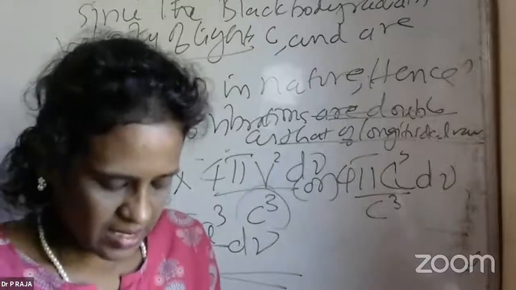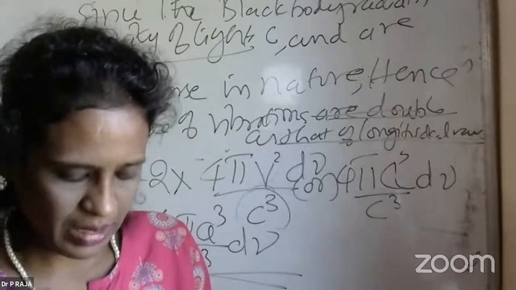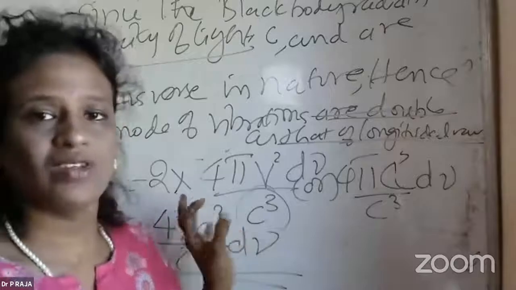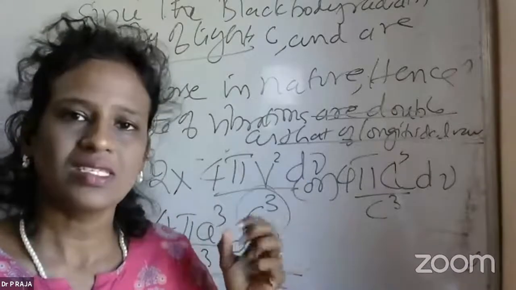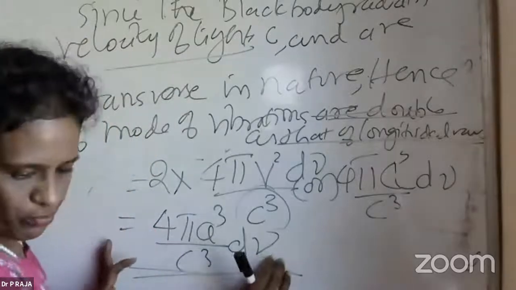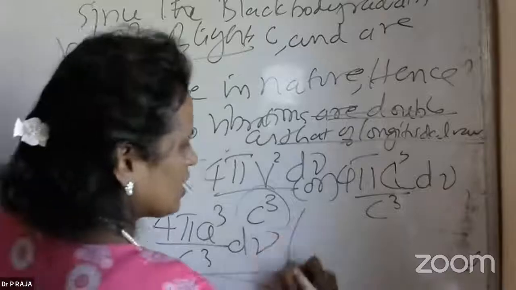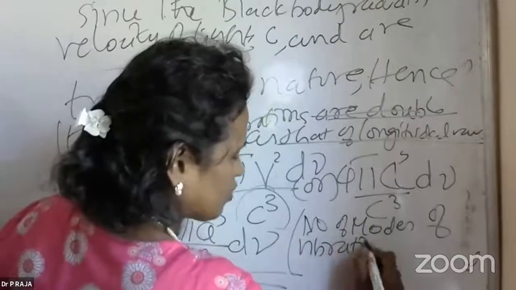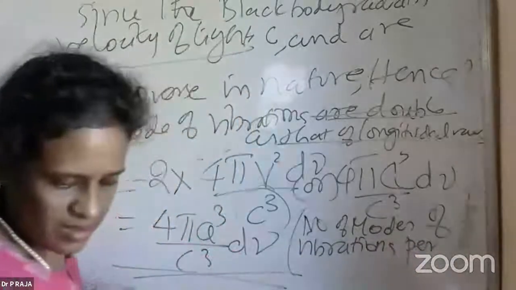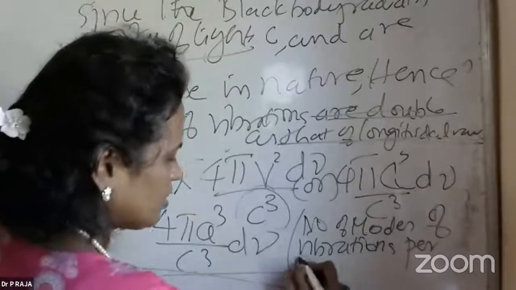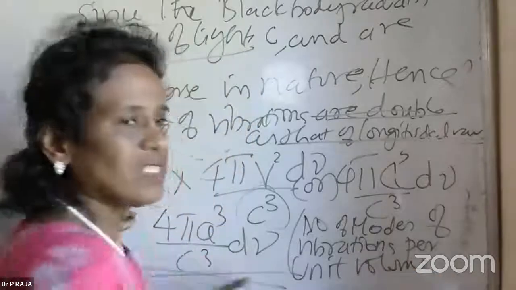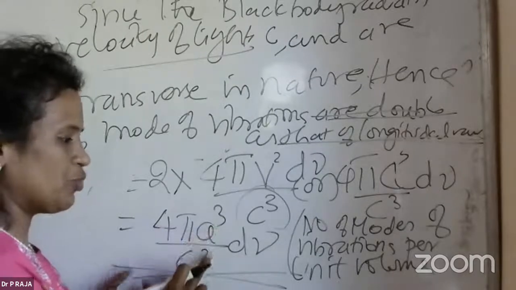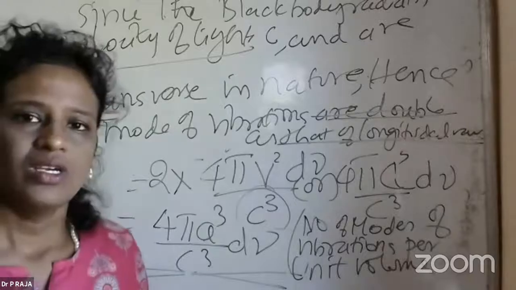So I can say that the black body radiations traveling in a cubicle container with the size a, I can put this equation as the number of modes of vibration per unit volume within the frequency range of nu and nu plus d nu, calculated to be equivalent to 4 pi a cube by c cube into nu square d nu. Hope you have understood it.